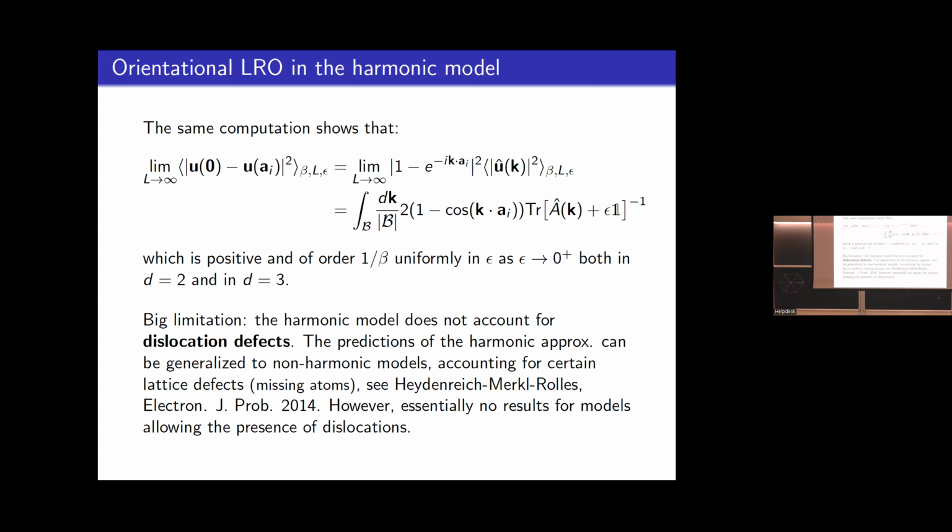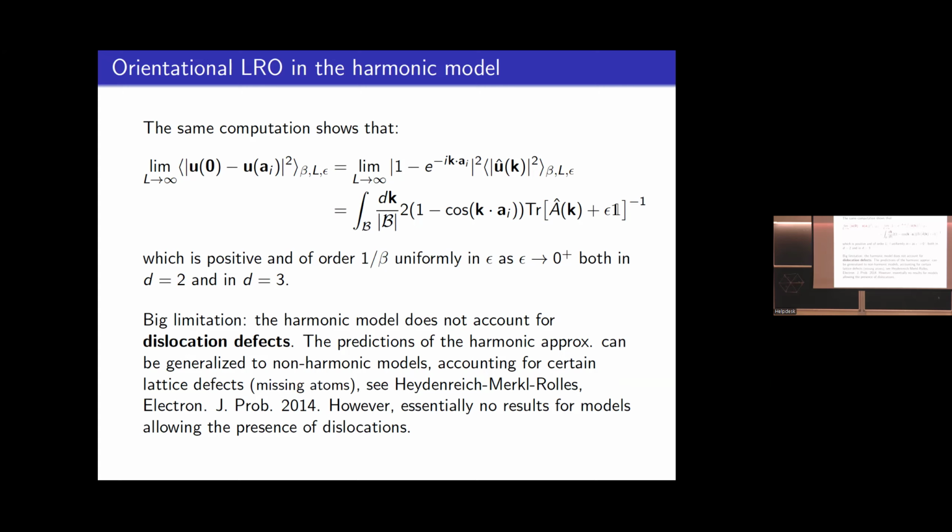In fact, exactly the same computation I just showed tells that in the harmonic approximation, in the harmonic model, this quantity here is equal to the integral of the same 1 over k squared plus epsilon times 1 minus cosine of k·a1. Now, this integral here is uniformly, again, I'm missing a 1 over beta. I'm sorry, there is a 1 over beta here, 1 over beta here. I will correct this before, maybe, okay. I will correct this. So now this integral is uniformly bounded as epsilon goes to 0, both in 2 and 3 dimensions. There is an extra 1 over beta that I didn't write here in front.